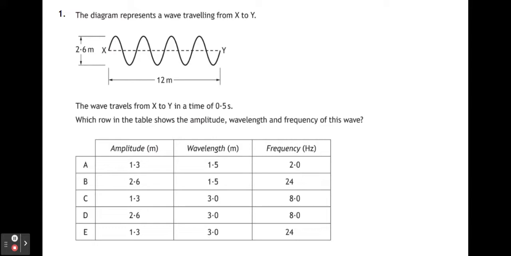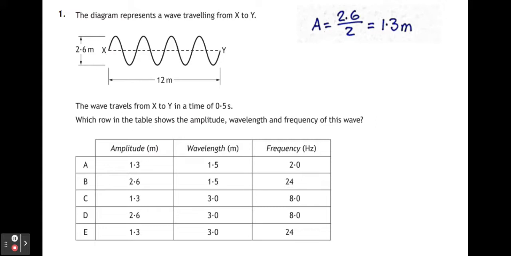Pause the video and see if you can work out the correct answer. Okay, so firstly, let's consider amplitude. Amplitude is the size of the vibration of the wave. So we can measure that by measuring the distance from the crest to the midpoint of the wave, or from the midpoint of the wave to the trough of the wave. And we can see in the diagram here that the distance from the crest all the way to the trough is 2.6 meters. So the amplitude is going to be half of that distance, which is 1.3 meters.